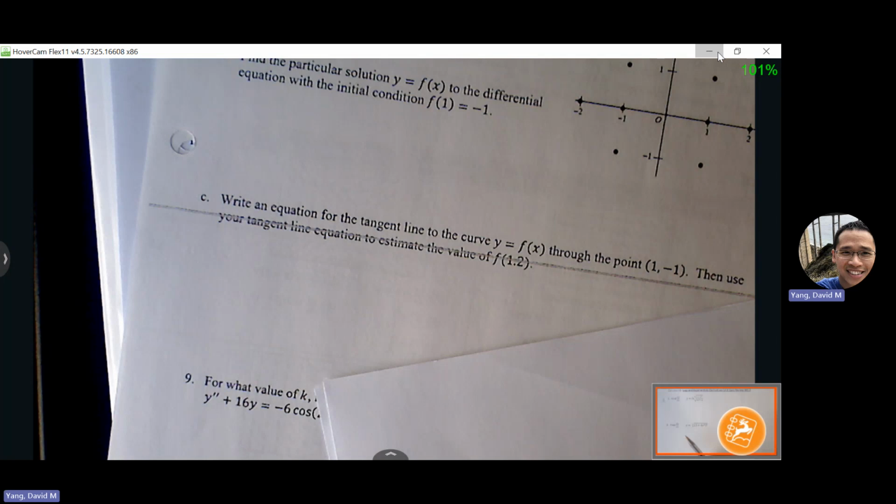If you get done with 9, let's skip 10 and 11. I feel like those are just the same procedure. Let's go to 12. See if you can match your slope field with either the equation or the differential equation.